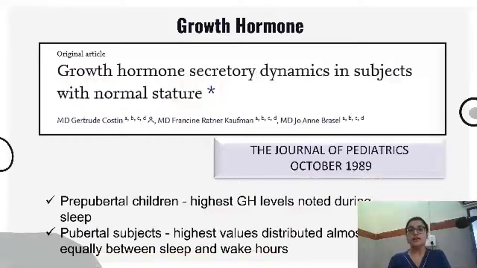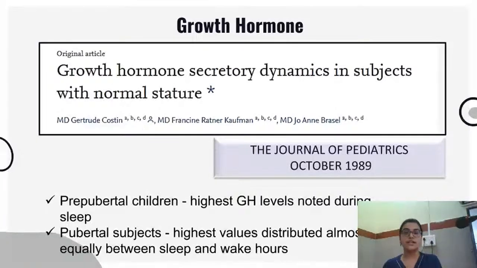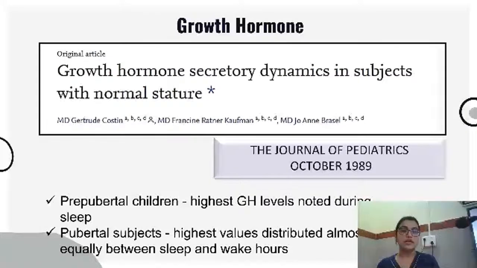Now, the first biomarker we'll see is growth hormone. In the article, Growth Hormone Secretory Dynamics in Subjects with Normal Stature, Costin et al. concluded that in prepubertal children, highest growth hormone levels are seen during sleep, and in the pubertal subjects, highest values of growth hormone were distributed equally between the sleep and the wake hours.